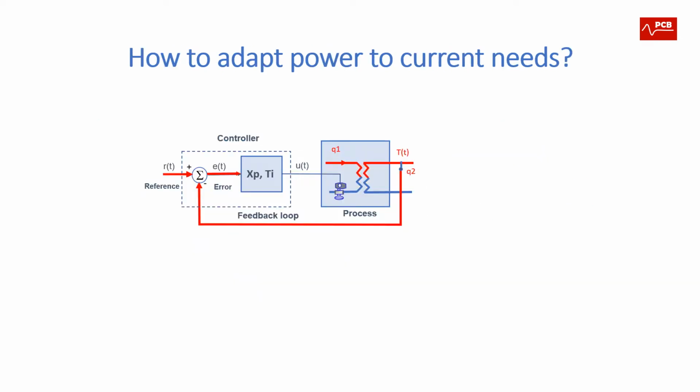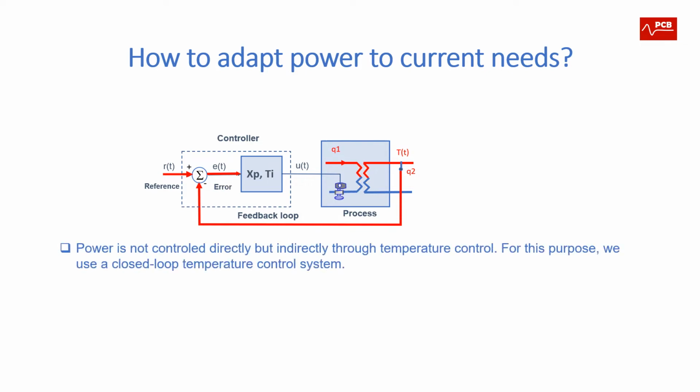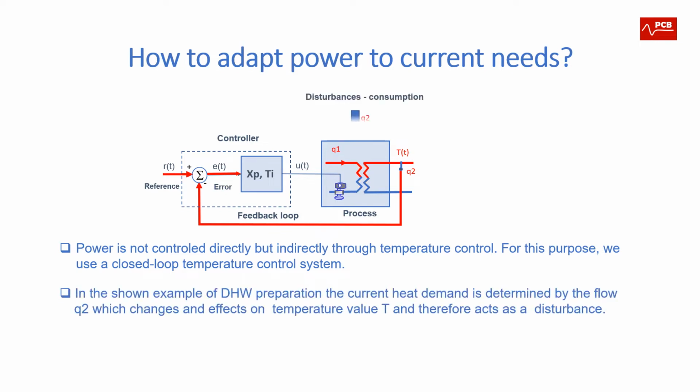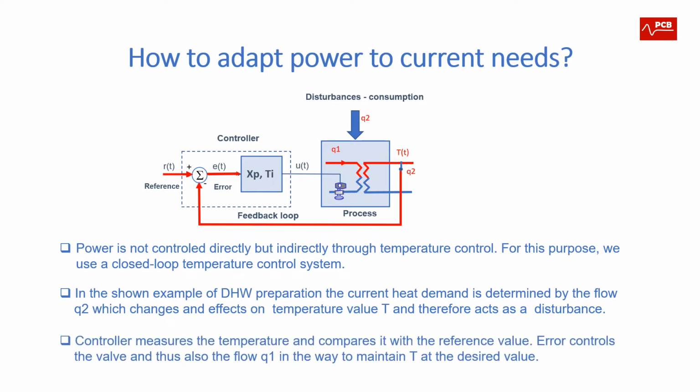So how to adapt power to current needs? Power is not controlled directly, but indirectly through temperature control. For this purpose, we use a closed-loop temperature control system. In the shown example, the domestic hot water preparation process, the current heat demand is determined by the flow on the secondary side, which changes and affects the temperature and therefore acts as a disturbance.